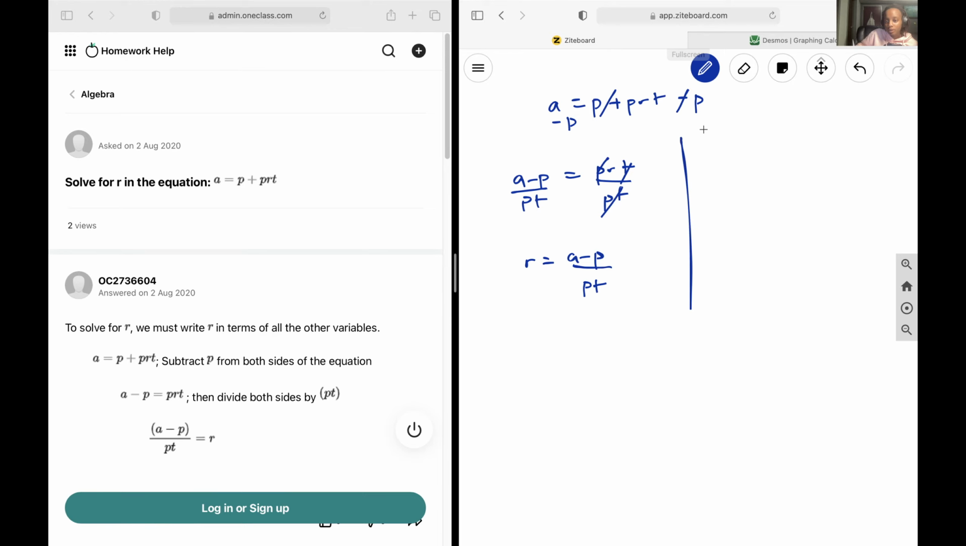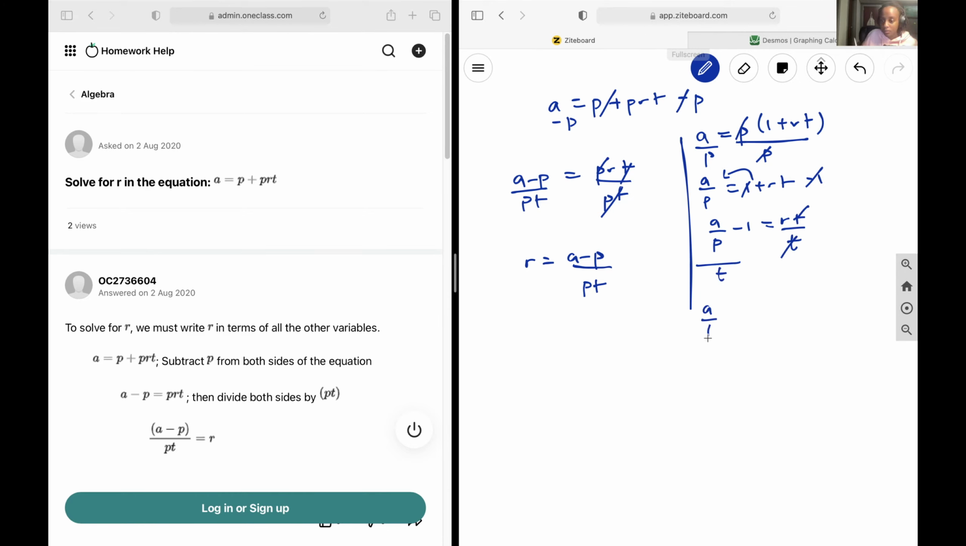The second version is we can decide to factor out the P. So we get 1 plus r t, and then divide out P. So A over P is equal to 1 plus r t. Subtract the 1. So A over P minus 1 is equal to r t, and then divide out the r t. Sorry, divide out the t.